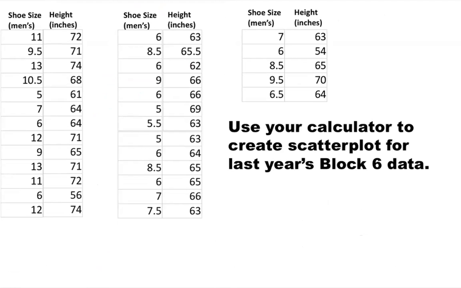Now, what I want you to do. I did this three years ago. I think it was the last year of normality that we had, because last year we were mostly on distance learning, and the year before, school closed down in March. My AP Stats class was in 6 block, so I had them measure two things: their shoe size and their height.